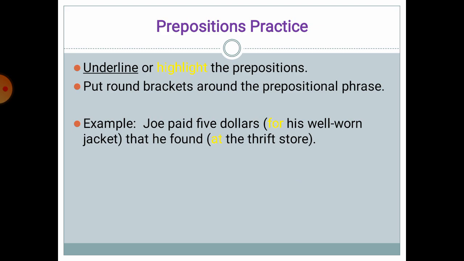Prepositions practice. Underline or highlight the prepositions. So they're already done. Put round brackets around the prepositional phrase. Example: Joy paid $5 for his well-worn jacket that he found at the thrift store.